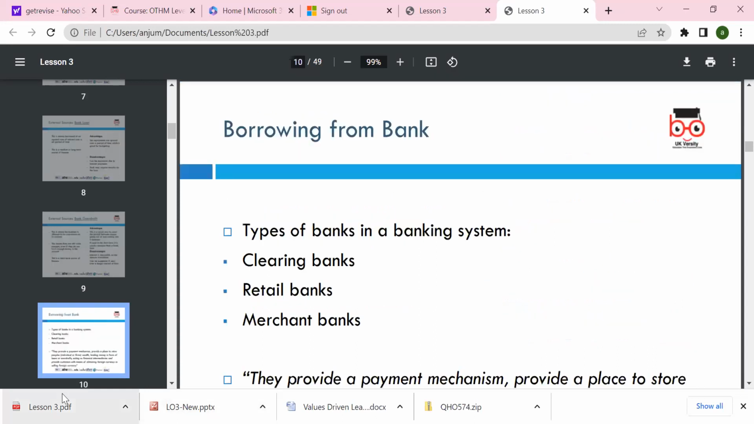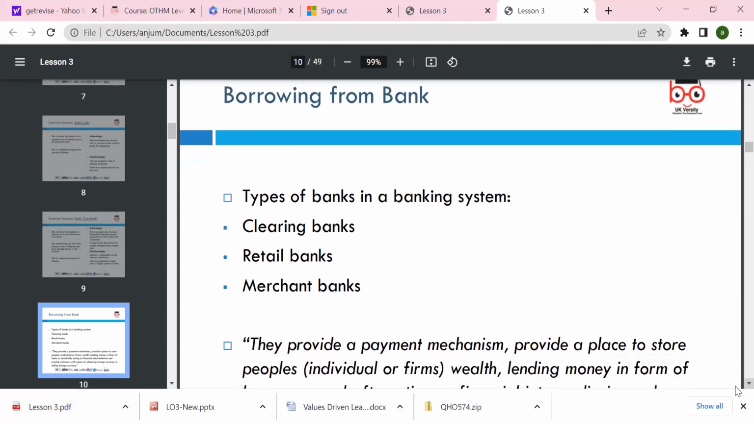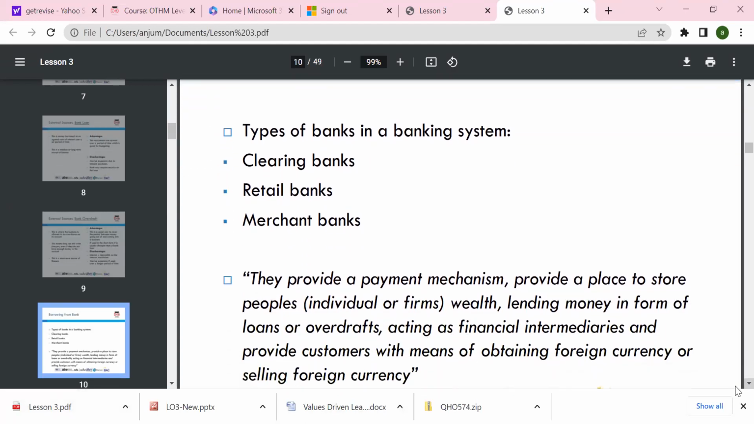Any questions? If you have, please carry on asking. Borrowing from the bank, types of bank in the banking system. We need to look at different banks: clearing banks, retail banks, merchant banks. These provide the payment mechanism and a place to store wealth for people, individuals and firms, and lend money in the form of loans or overdrafts, acting as financial intermediaries, and provide the customer with the means to obtain or sell foreign currency.